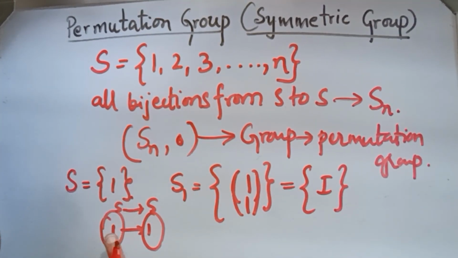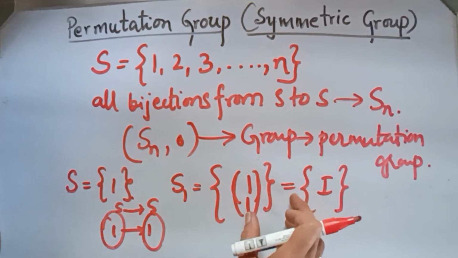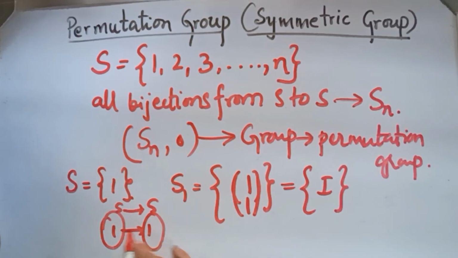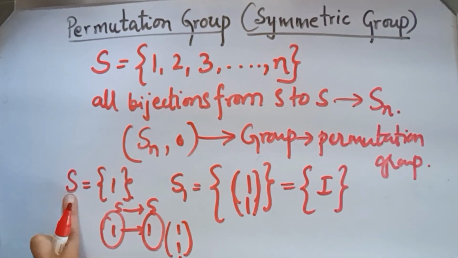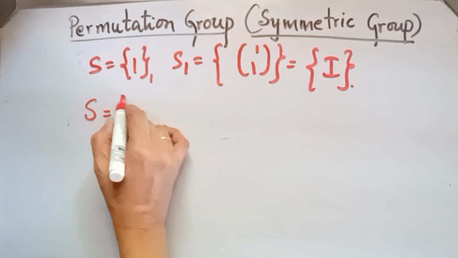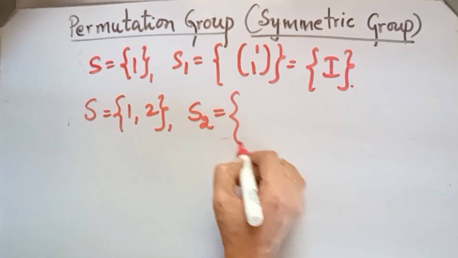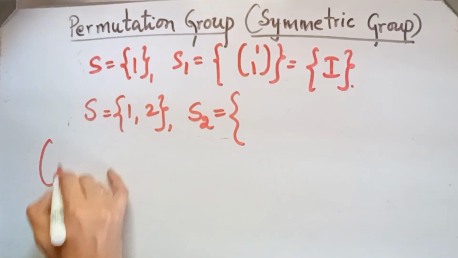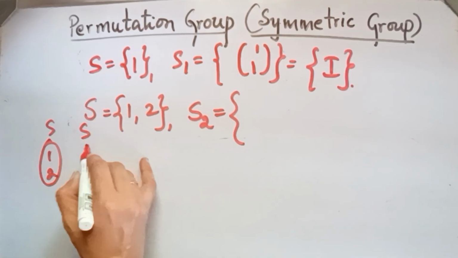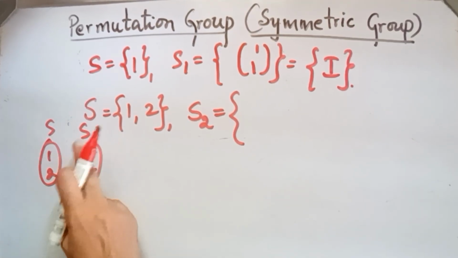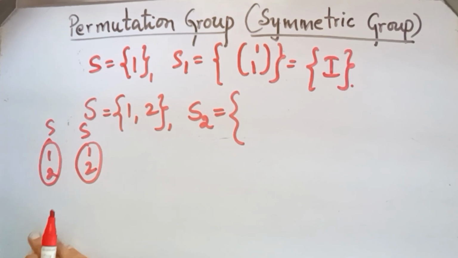Always a mapping is denoted using the arrow diagram, but you can't keep writing the arrow diagram as members of S1. So 1 goes to 1 is written this way. This is when you have taken a set with one symbol. Now you take a set with two symbols, 1, 2. Now you have to find S2. S2 means all bijections from S to S. The domain is 1, 2 and the codomain is also 1, 2. You have to write all possible bijections.